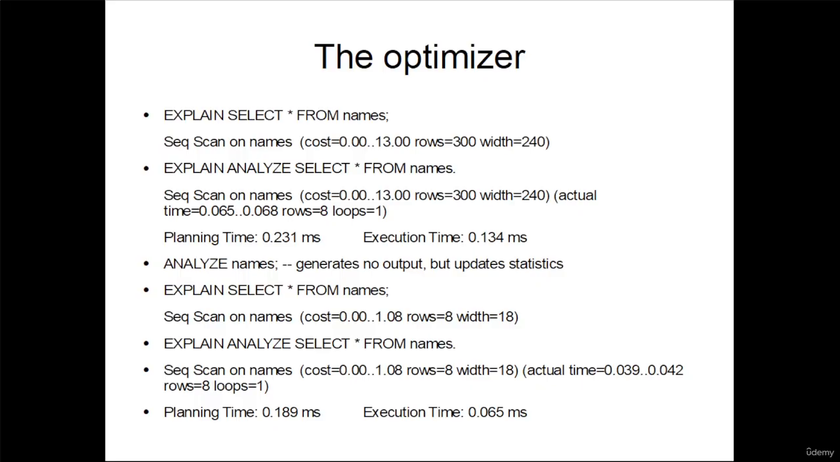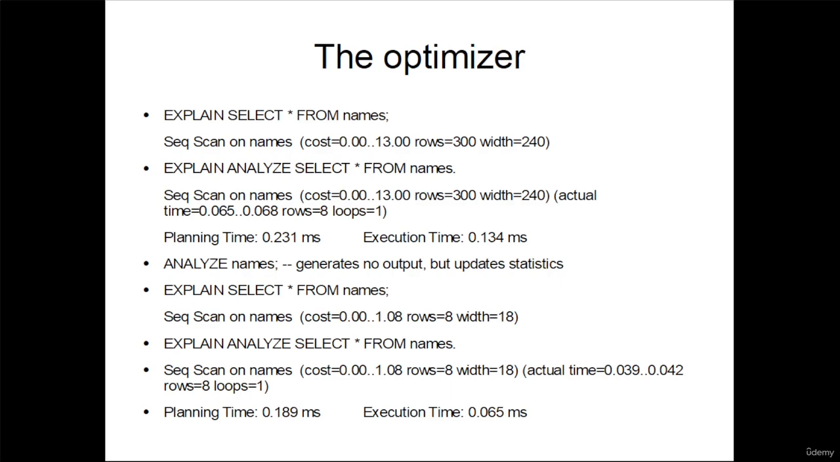Output. Sequential scan on names, cost equals 0..13, rows equals 300, width equals 240. Sequential scan: the optimizer chose a sequential scan, reading all rows in the names table. Cost equals 0..13: the estimated startup cost, 0, and total cost, 13. Rows equals 300: the optimizer estimates 300 rows will be returned. Width equals 240: the average row size in bytes. This output shows the optimizer's initial guess, which may be inaccurate if table statistics are outdated.